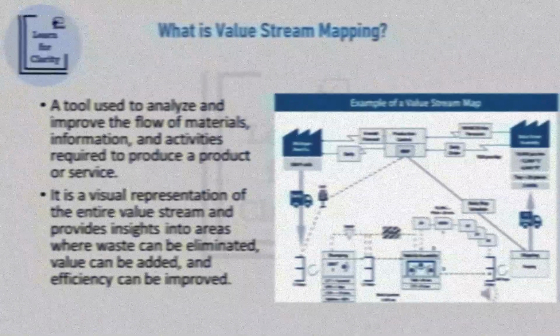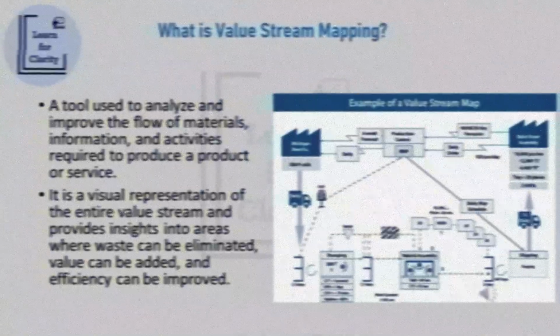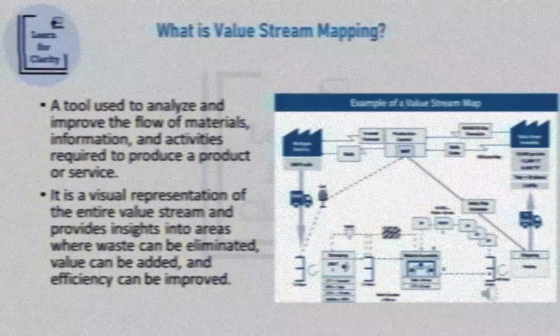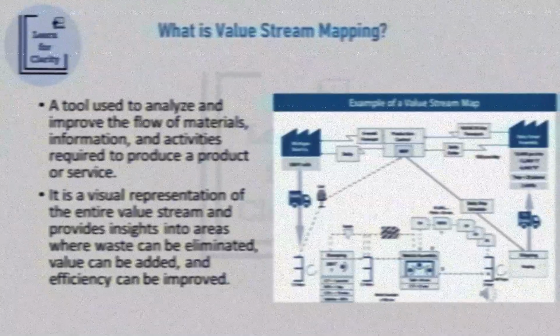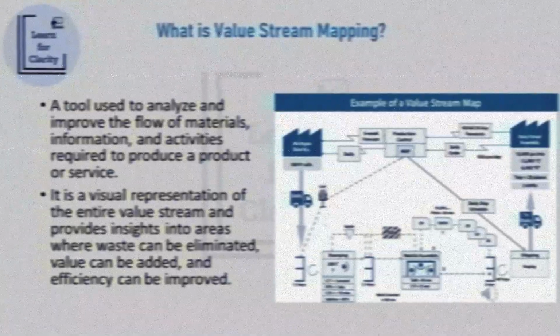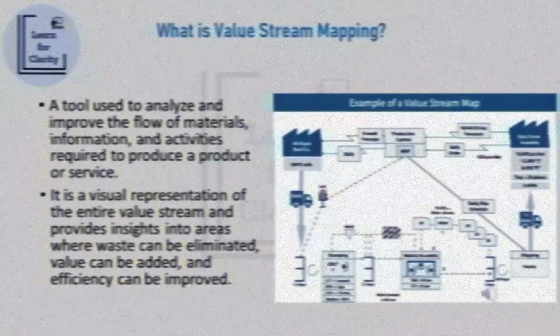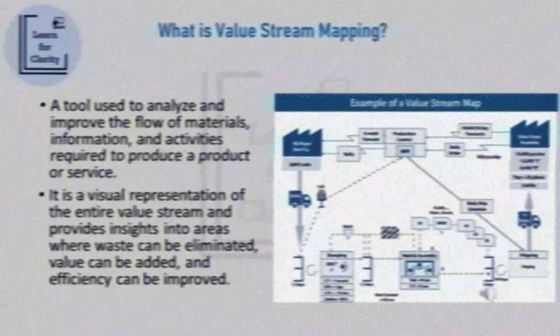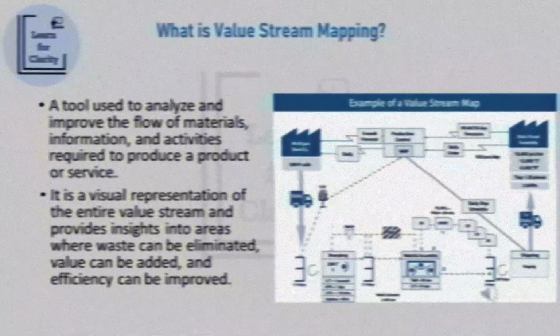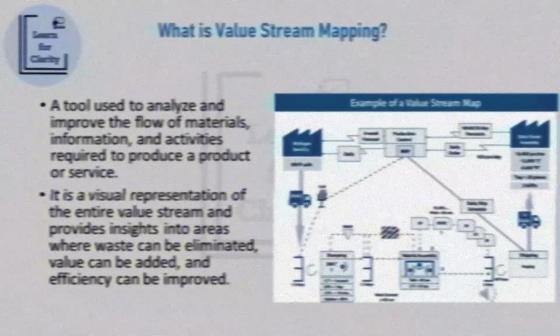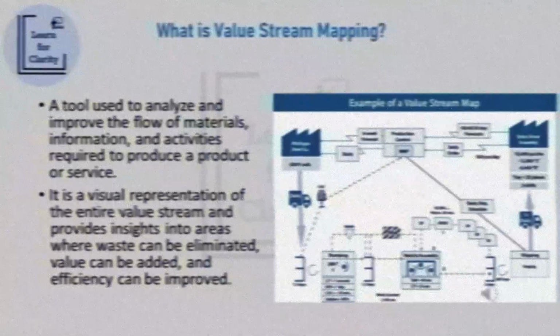Value stream mapping is a lean management tool used to analyze and improve the flow of materials, information, and activities required to produce a product or service. It is a visual representation of the entire value stream and provides insights into areas where waste can be eliminated, value can be added, and efficiency can be improved.